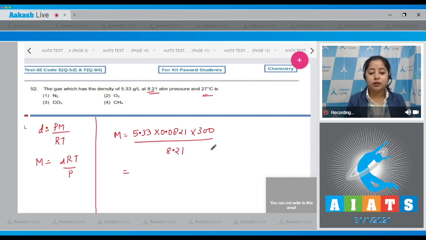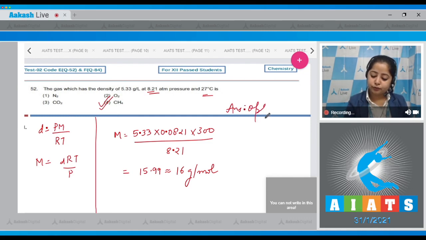Students, I have calculated this entire digit. You please avoid using calculators. Try to solve these questions and these equations with your hands. So the answer for this is 15.99, which is approximately equal to 16 gram per mole. So among the given gases, the gas which has molar mass 16 is methane. So the correct answer is option number 4, CH4.